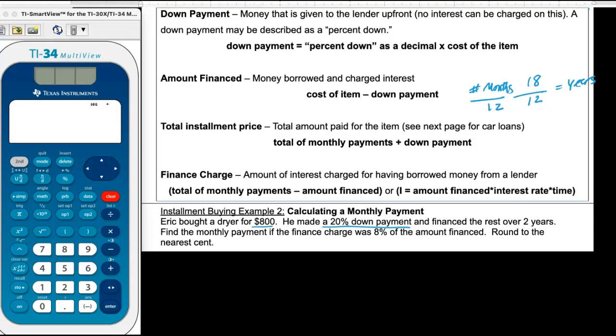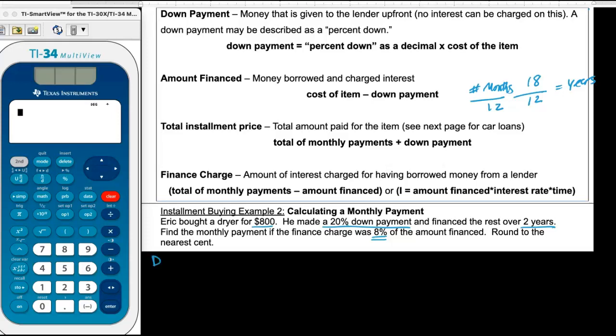Okay, and he financed the rest over 2 years. Find the monthly payment if the finance charge was 8% of the amount financed. Round to the nearest cent. Okay, this one's a little different because he made a down payment. So we need to first figure out what that down payment is going to be.